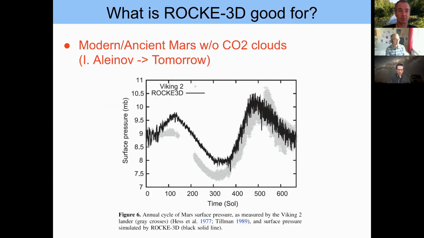Here we have an example from our model description paper, done by Igor Aleinov, showing how the model works with modern Mars, but unfortunately without CO2 clouds. That's an item to be developed in the near term. It shows how the surface pressure varies as a function of time and follows not too badly the Viking 2 data, which was on a fairly large plain, and this particular version of the model is a fairly low resolution version. Igor and Kostas may talk a little bit more about Mars versions of the model a bit later in the tutorial.